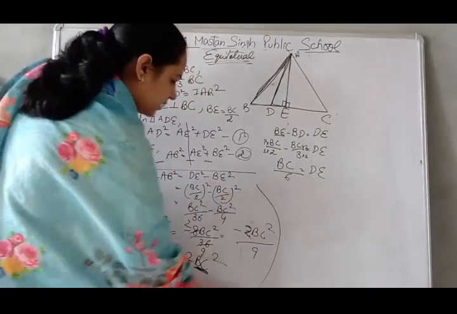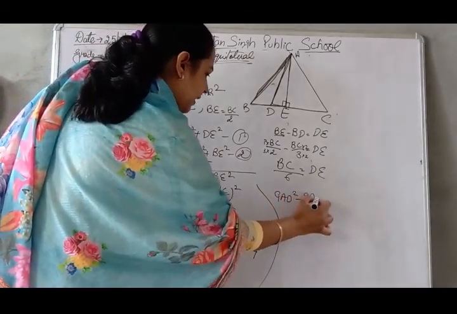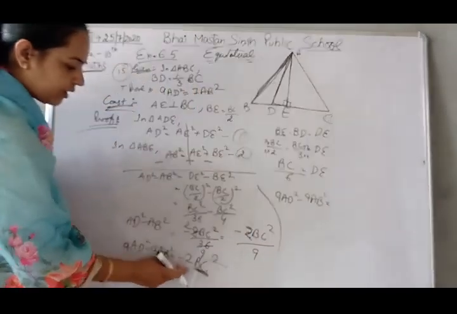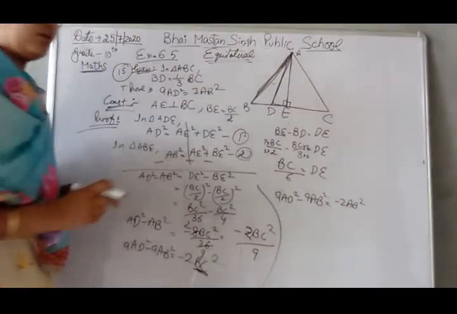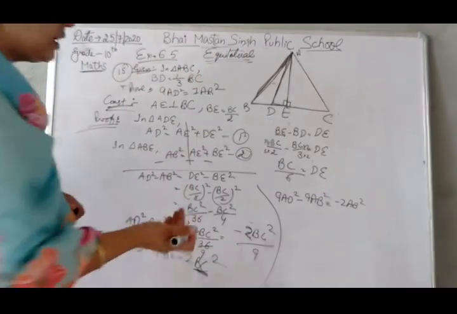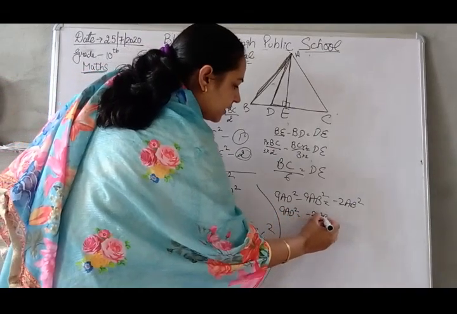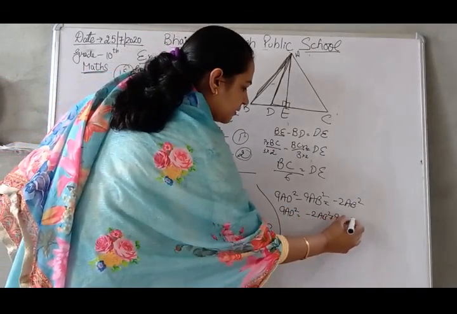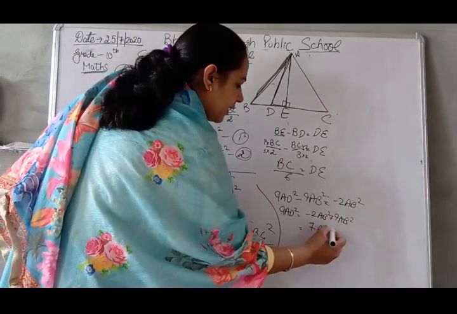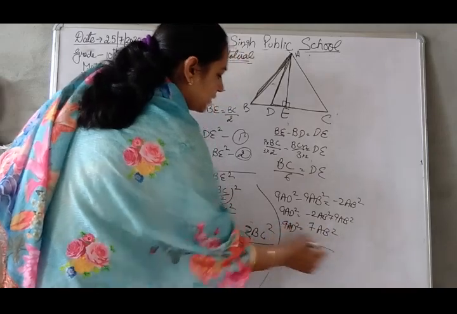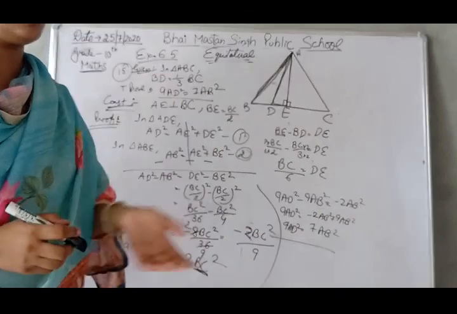So I have next 9 AD square minus 9 AB square is equal to, I will put the value here, minus 2 AB square because it is an equilateral triangle. So in place of BC I can write AB. 9 AD on this side, here is minus 2 AB square plus 9 AB square. This goes on this side become plus. Minus 2 plus 9 is 7 AB square, here is 9 AD square. This is my answer.